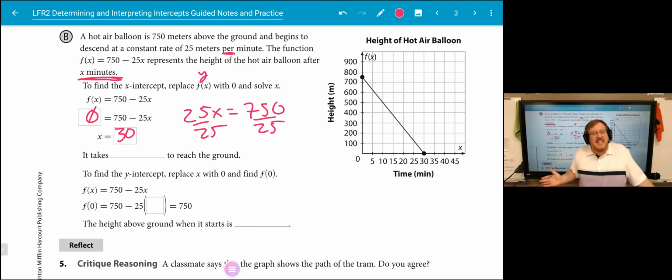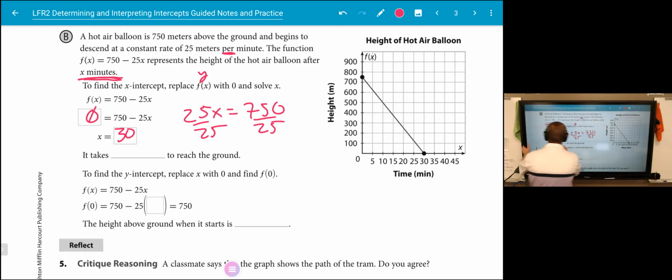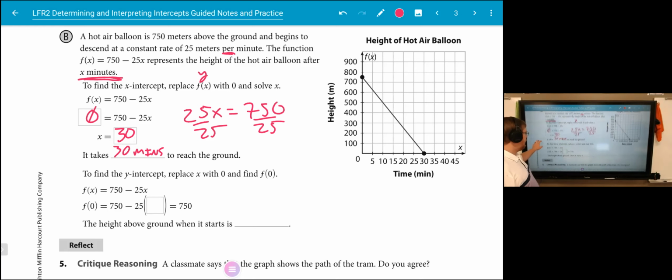30 what? What does x mean? X is minutes. It takes 30 minutes to get to the ground. That's a long trip down, in my opinion. It takes 30 minutes to reach the ground. So let's do the y-intercept part now.